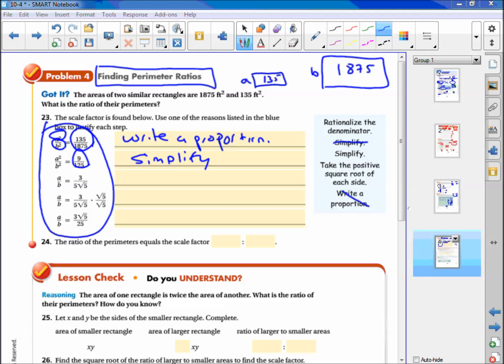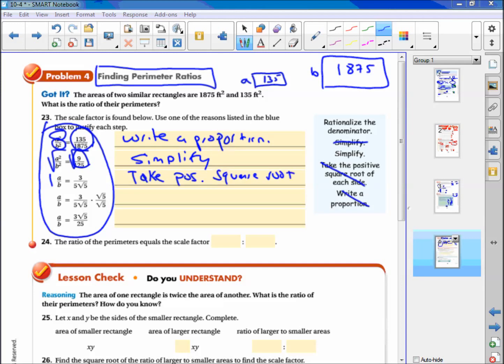They took the positive square root on each side. So they did the square root over here and the square root over here. And that gave me A over B, and on the other side we get 5 root 5 on the bottom and 3 on the top. So this is take the positive square root on each side.